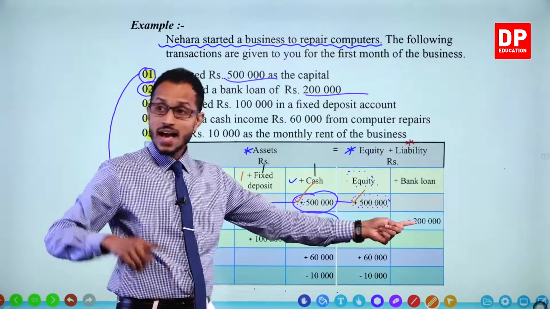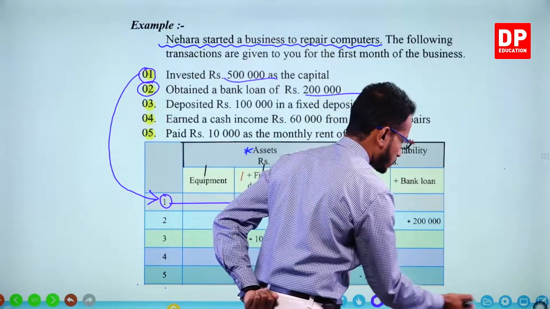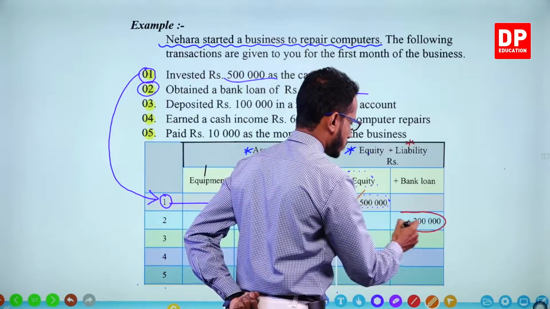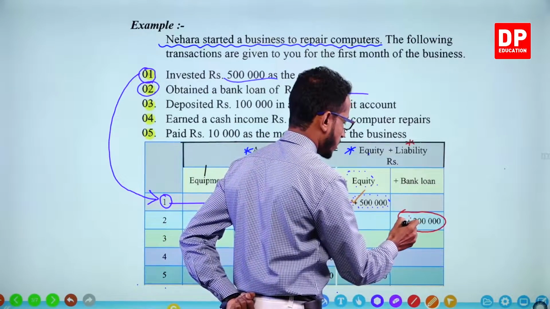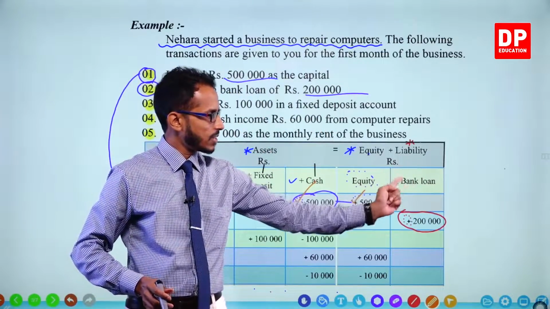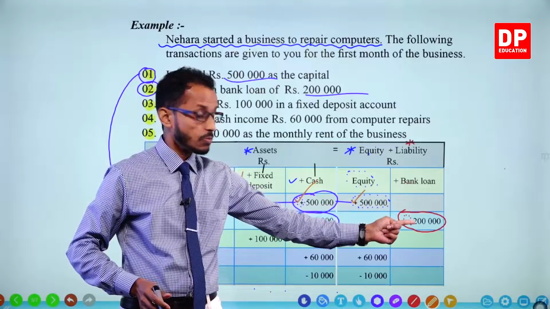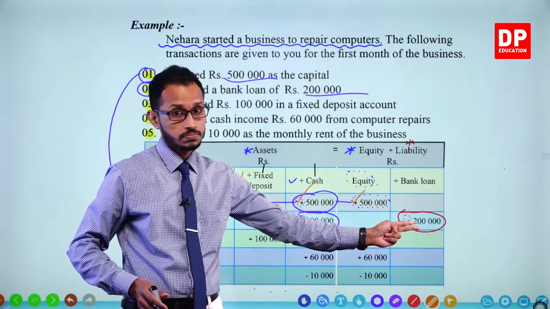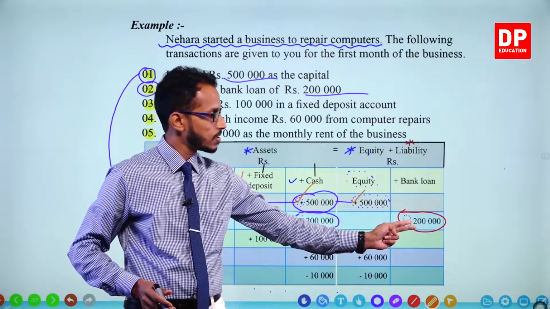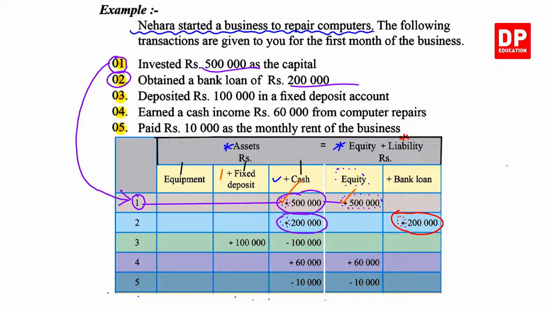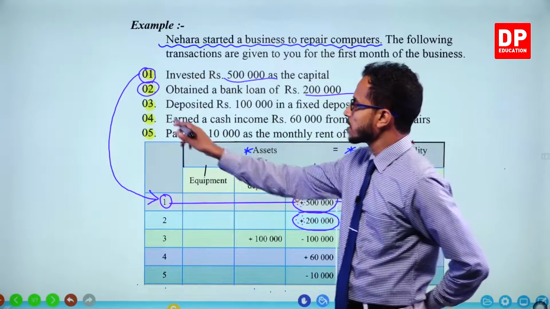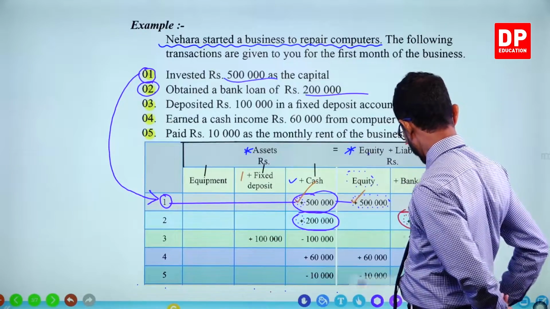But this time, because it's a bank loan, liability increase. Liability increases by 200,000. We get a loan which was not there before, a liability which was not in the business before. Now we have an increase of liabilities in the business. Okay, second transaction. We are moving on further down.